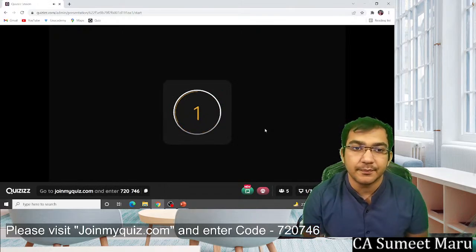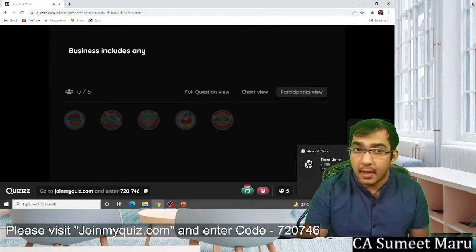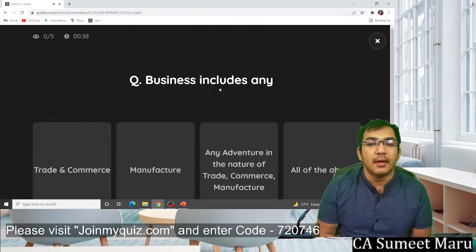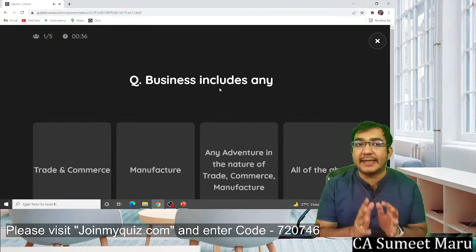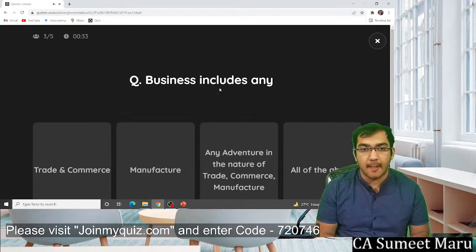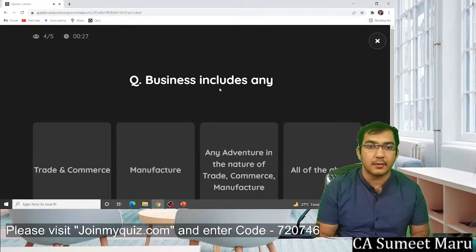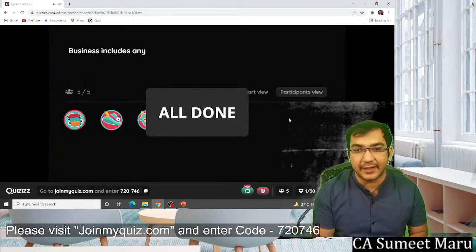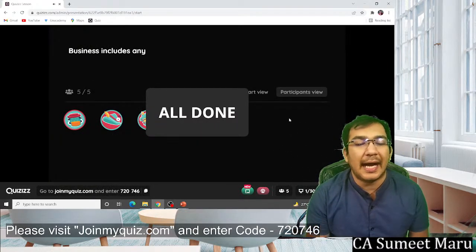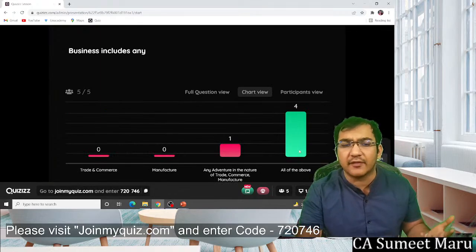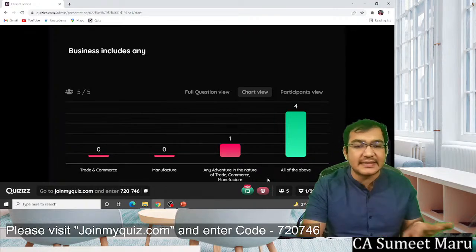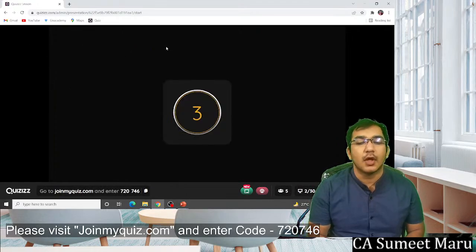Here is the first question for you: business includes any. A simple question as we're starting with the topic. What does business include as per income tax? Very good. So business includes obviously all of the above, when trade and manufacture will be there. Business includes all these three things. Next question.